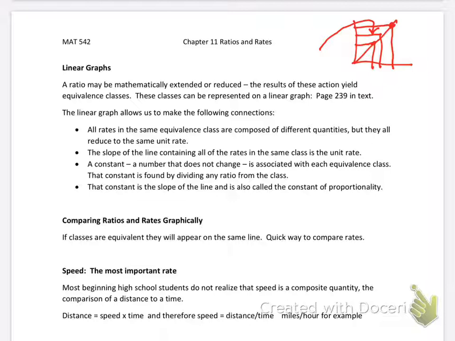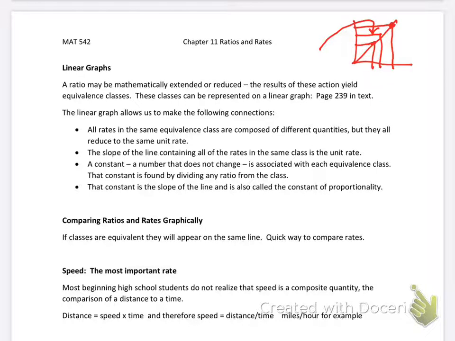And let's go down to comparing ratios and rates graphically. If classes are equivalent, they'll appear on the same line, just what I just said. Okay, one of the most important rates we work with is speed. Most high school students don't realize that speed is a composite quantity, the comparison of a distance to a time.